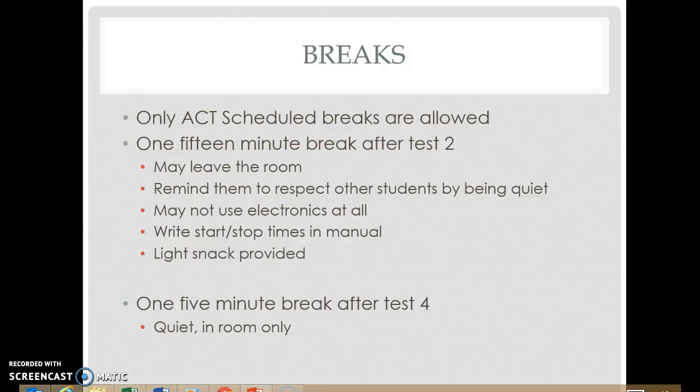Breaks: ACT does allow 2 breaks. There's one 15-minute break after test 2. Students are allowed to leave the room. Please ask them to respect other students by being quiet, and I know that's a challenge. They are not allowed to use electronics during that break. They may write the start and stop time. You should write the start and stop times in the manual. There's also a light snack that will be provided of water and some granola. There is also a 5-minute break after test 4 that should be quiet and in the room, so students should not be dismissed for that time.